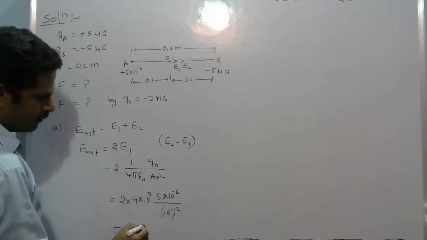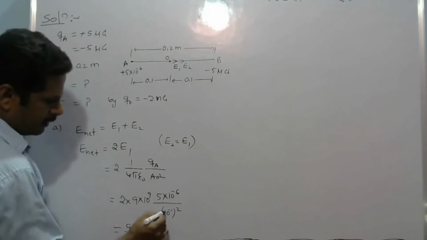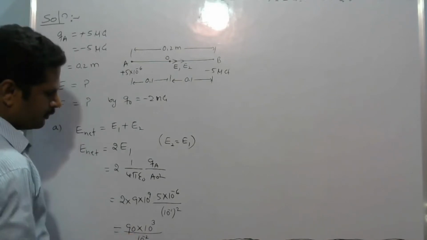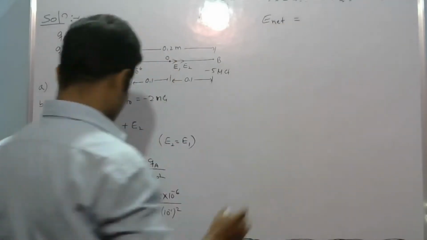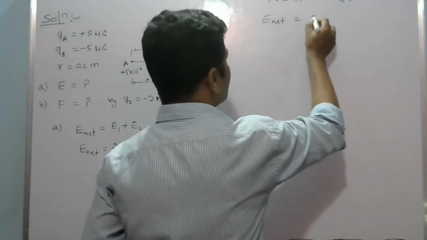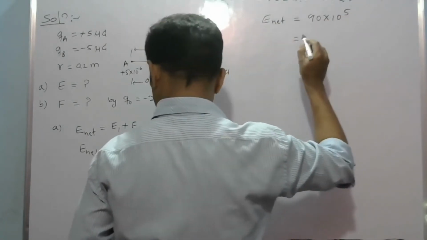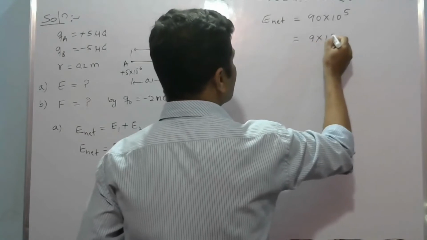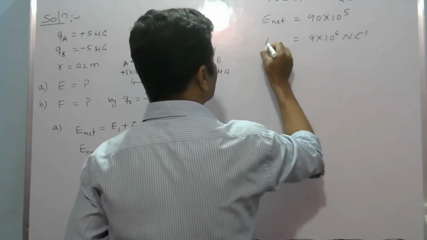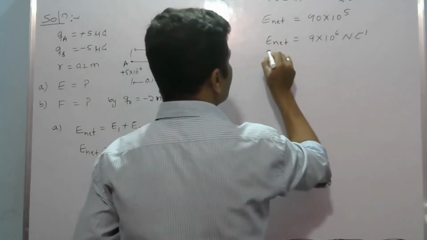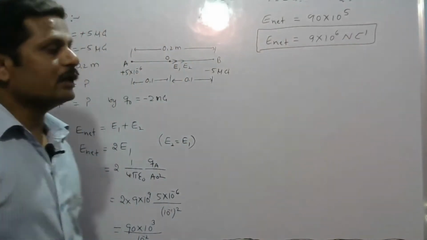9 into 10 raised to 6. This is equal to 10 raised to 3 divided by 10 to the power of minus 2. Simplifying this, the net electric field is 90 into 10 raised to 5, which equals 9 into 10 raised to 6 Newton per coulomb. This is the net electric field at the point O. Newton per coulomb, or we can write volt per meter.